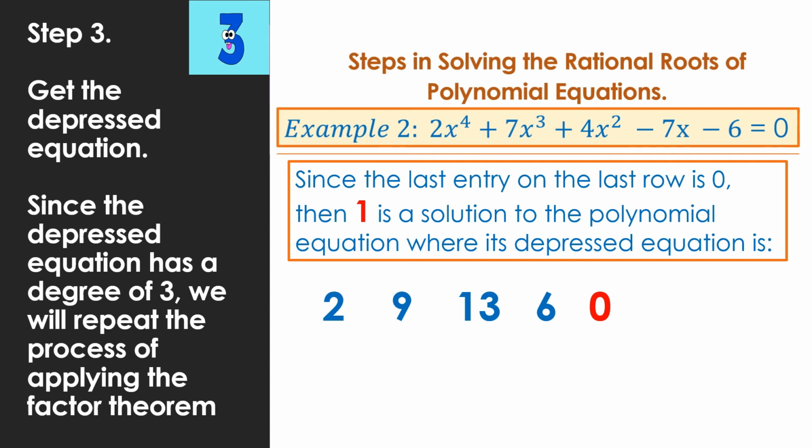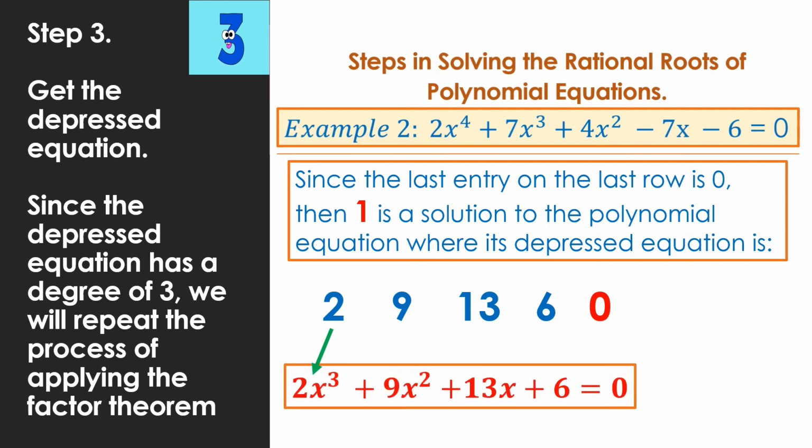Then proceed to step number 3 by getting the depressed equation. Since the last entry on the last row is 0, then 1 is a solution to the polynomial equation, where its depressed equation is the last entries on the row: 2, 9, 13, 6, 0. And then we will express it as a depressed equation.